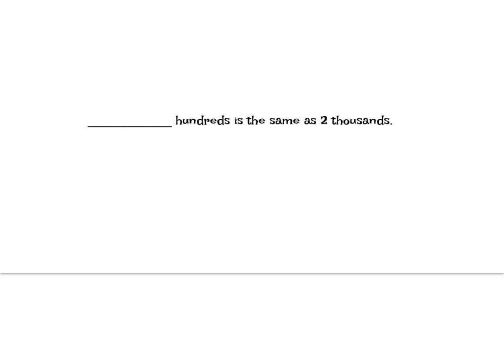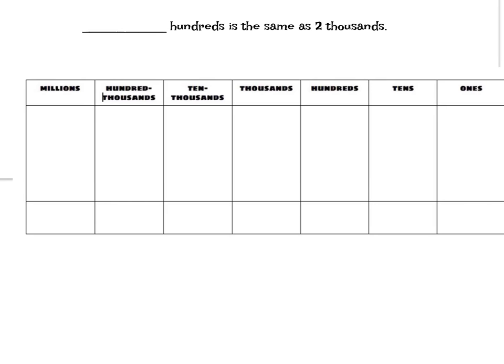Blank hundredths is the same as 2 thousandths. If I don't have a strategy to solve that, I can take out my place value chart, or I can draw a quick place value chart. I'm going to use my place value chart to solve this one. The number I'm given is 2 thousandths, so I'm going to draw 2 thousandths. And what the question's asking me is how many hundredths is the same as 2 thousandths.